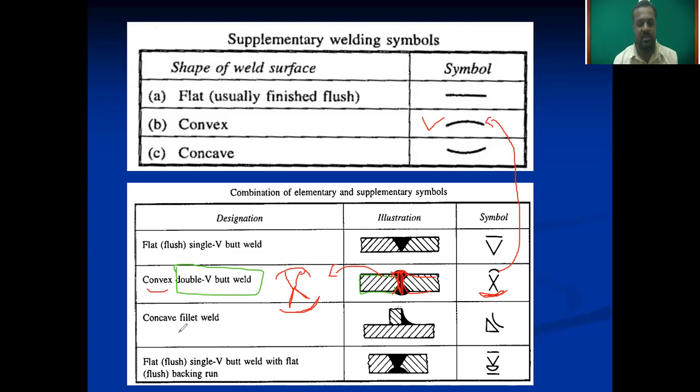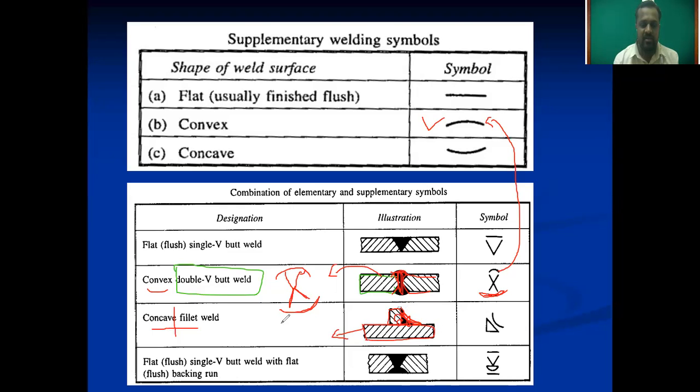Okay, now see the concave fillet. What is the symbol for it? Okay, see, this is one plate and this is the second plate. It means that both plates are joined perpendicular to each other, and here we have carried out the welding. Okay, but you can see the surface of this welding is concave. Then how can we create the symbol?